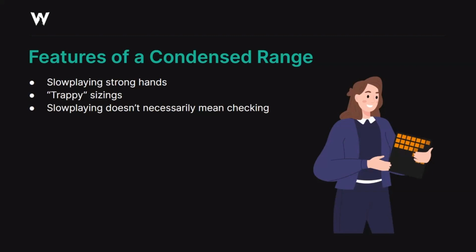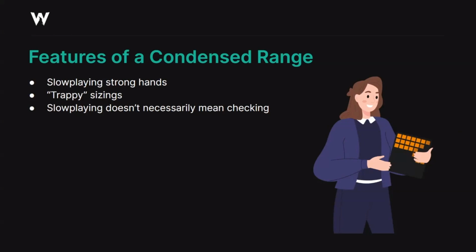We're going to be slow playing strong hands more, right? We're going to be using trappy sizings, and this could be blocking with a really strong hand on the river, for example. And slow playing doesn't necessarily mean checking, going off of the last point. Sometimes blocking can be a trap, but even bigger sizings can also be traps, right?